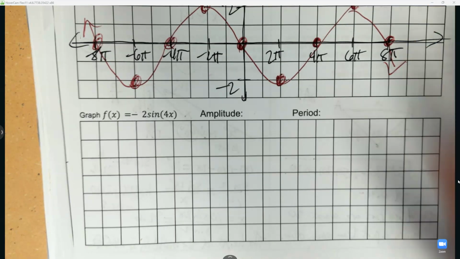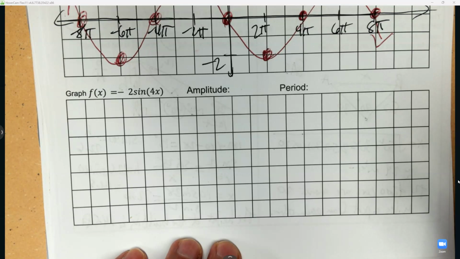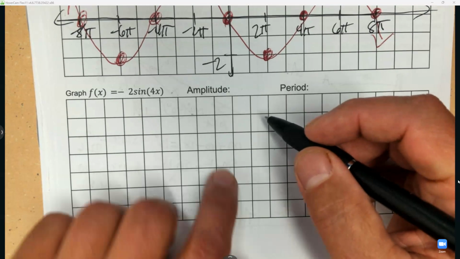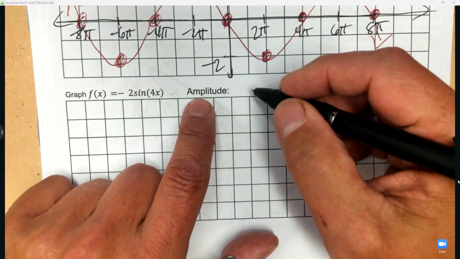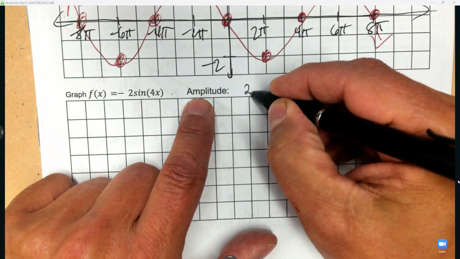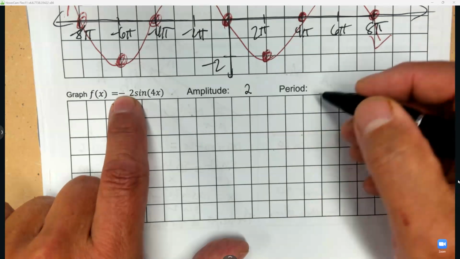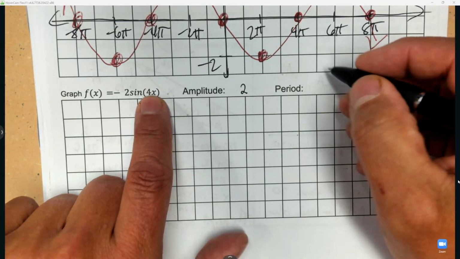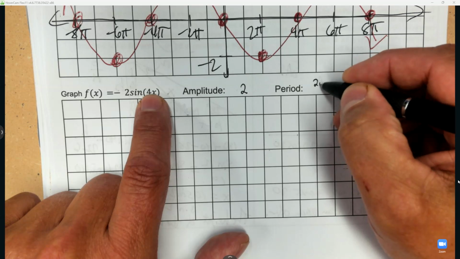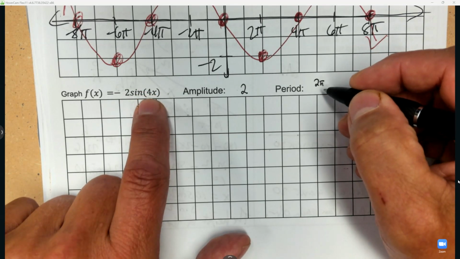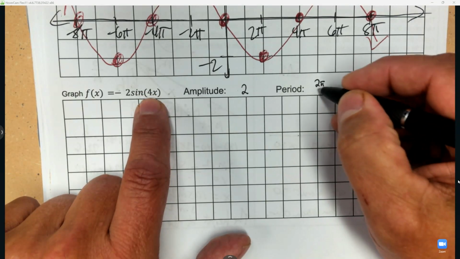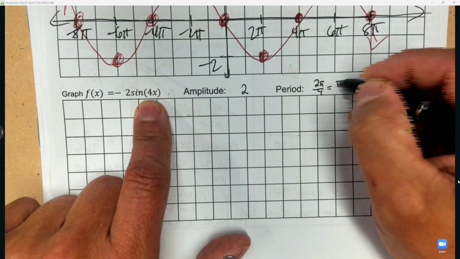All right, let's graph this last one on this page. -2 sine 4x. Amplitude is always a positive value, so the number multiplying, we do the absolute value or the positive value of that number. The period, we're going to start with 2 pi, and we do the inverse of what we see. So we're going to divide by 4. So that gives me pi over 2.